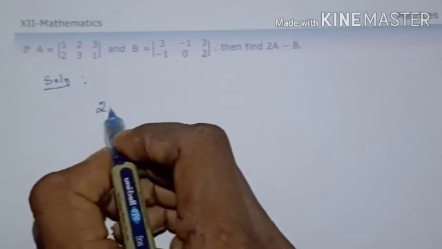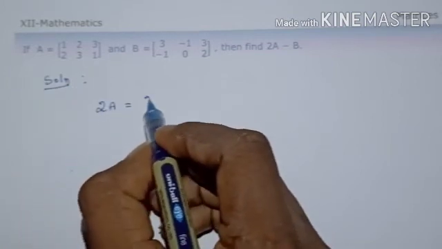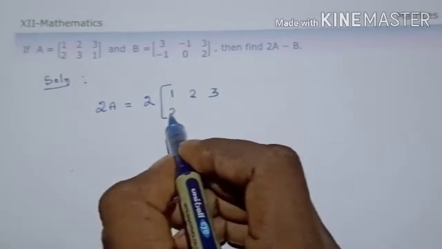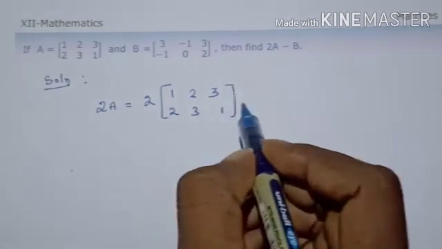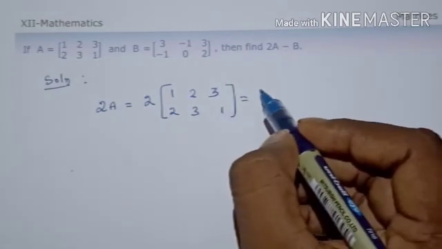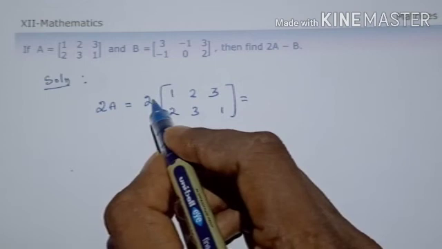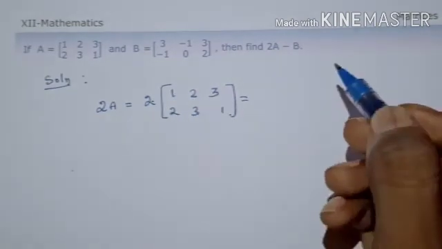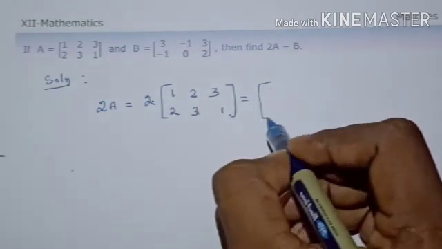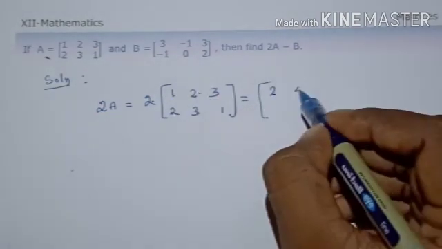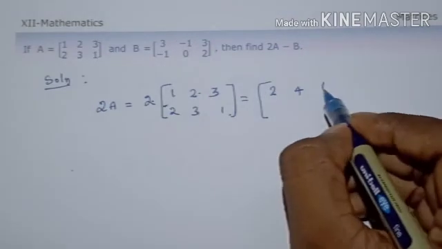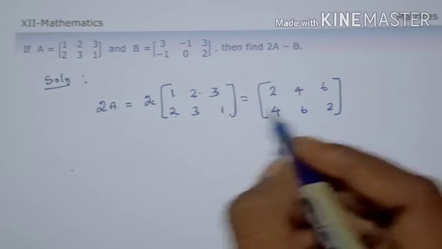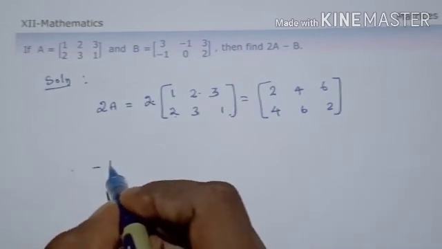First we will find 2A. 2 into 1 is 2, 2 into 2 is 4, 2 into 3 is 6. By the multiplication of a matrix by a scalar, we can multiply this 2 with each and every element of the matrix A. Okay, fine. So 2 into 1 is 2, 2 into 2 is 4, 2 into 3 is 6, likewise 4, 6 and 2. This is 2A. Now we need to find out minus B.